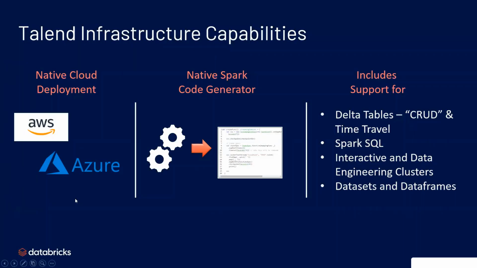So to summarize, we support Databricks on AWS and Azure Databricks. So regardless of where your public cloud is, we can support you. That native code Spark generator provides for very high performance and very tight linkage to your Databricks environment. And more so, we have full support for Delta and the time travel. Cameron might have showed this earlier, but we touched on it a little bit. We do support Spark SQL, so you can mix and match your cloud data warehouse in there. And as I mentioned earlier, we support both interactive and data engineering clusters, and from a performance and management perspective, supporting data sets and data frames.